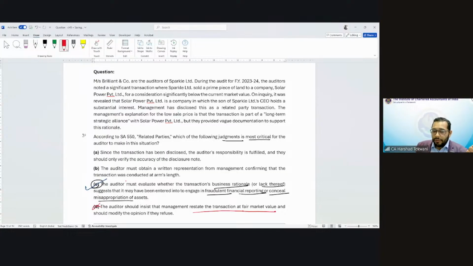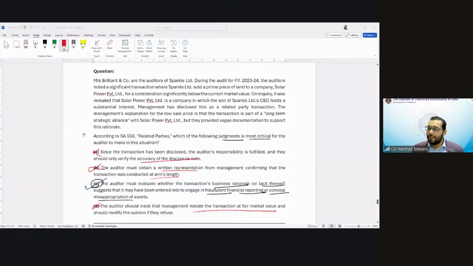A says that only verifying the disclosure note is incorrect. We need to check for the fraud risk factor. B, written representation: again, a written representation confirming that it's an arm's length price is not sufficient. You cannot solely rely on the written representation. That's why B is also incorrect. The correct option is C. Clear? Any doubt? Yes, sir. Clear, sir. Okay. If clear, then let's proceed to one more MCQ. Yes, please.